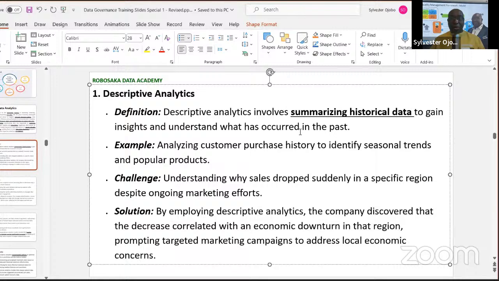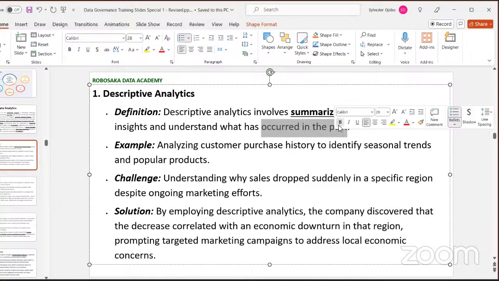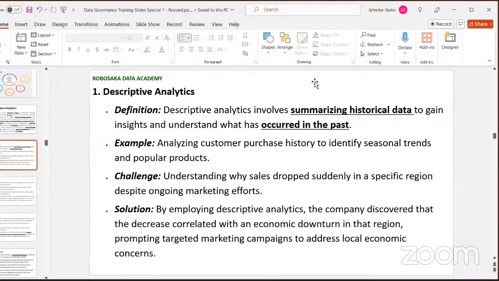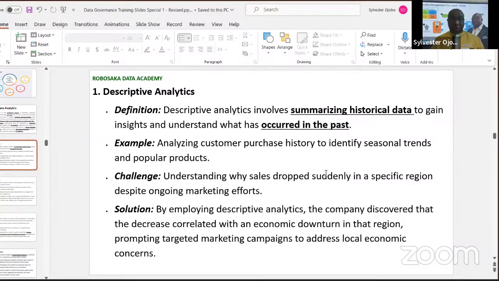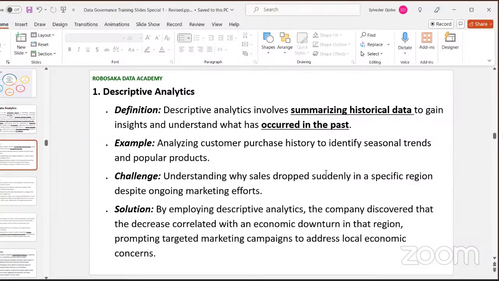What has occurred in the past? Although in some countries it doesn't matter whether it has occurred in the past, they still... Can you tell me something, such a country? I don't want to mention a name.